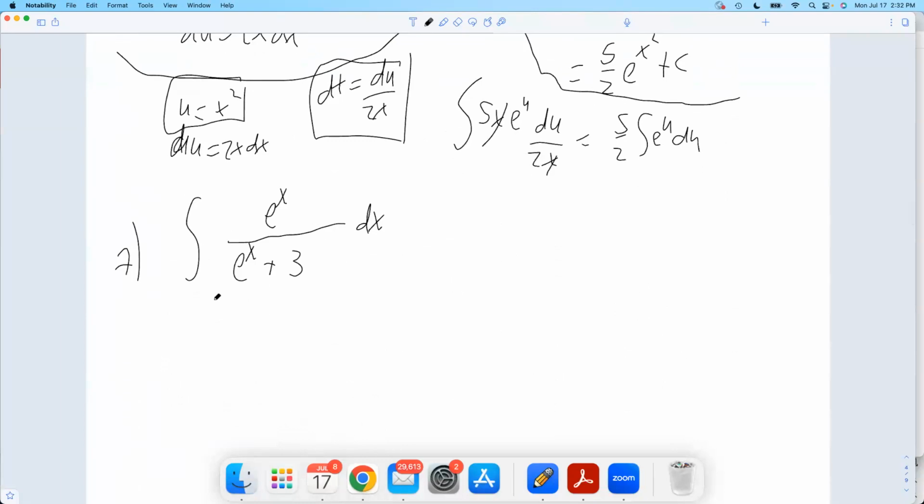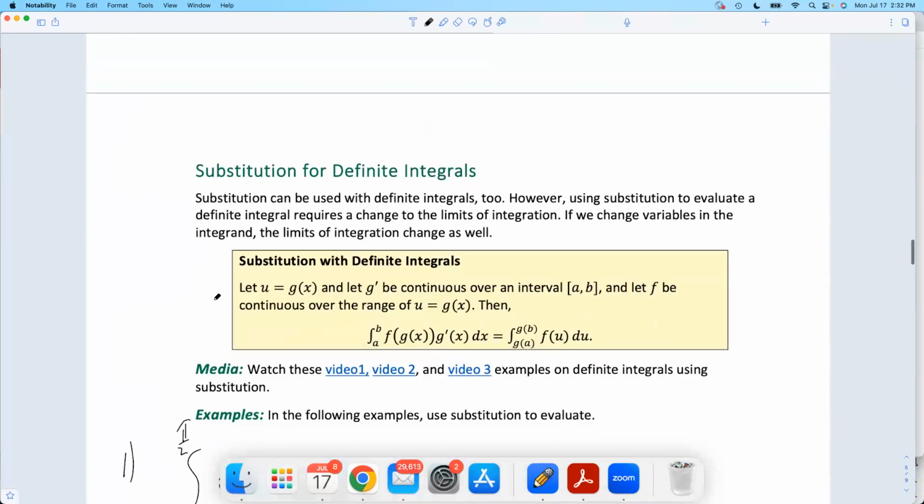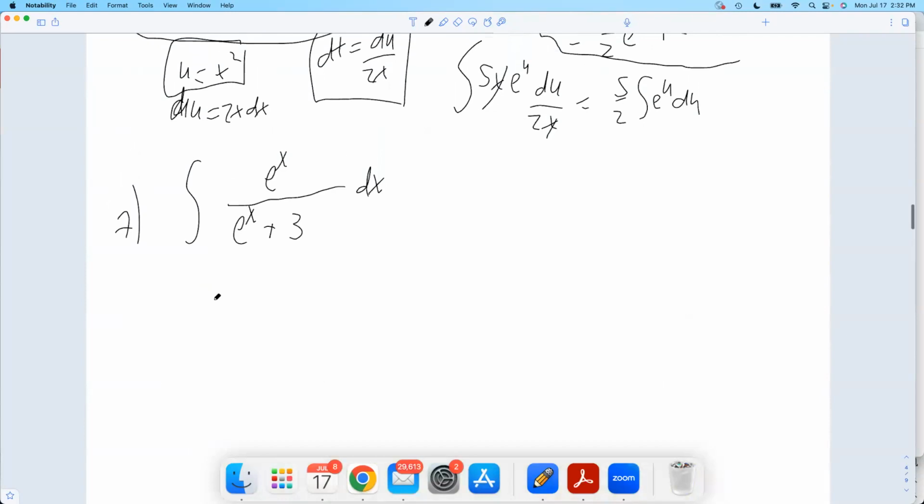Okay, one more, and then we'll get to definite integrals. That'll be a separate video. Okay, if you've got a fraction, a good thing to try, like this happens a lot, is the entire denominator. Let u be the entire denominator. See what happens. It might not work.